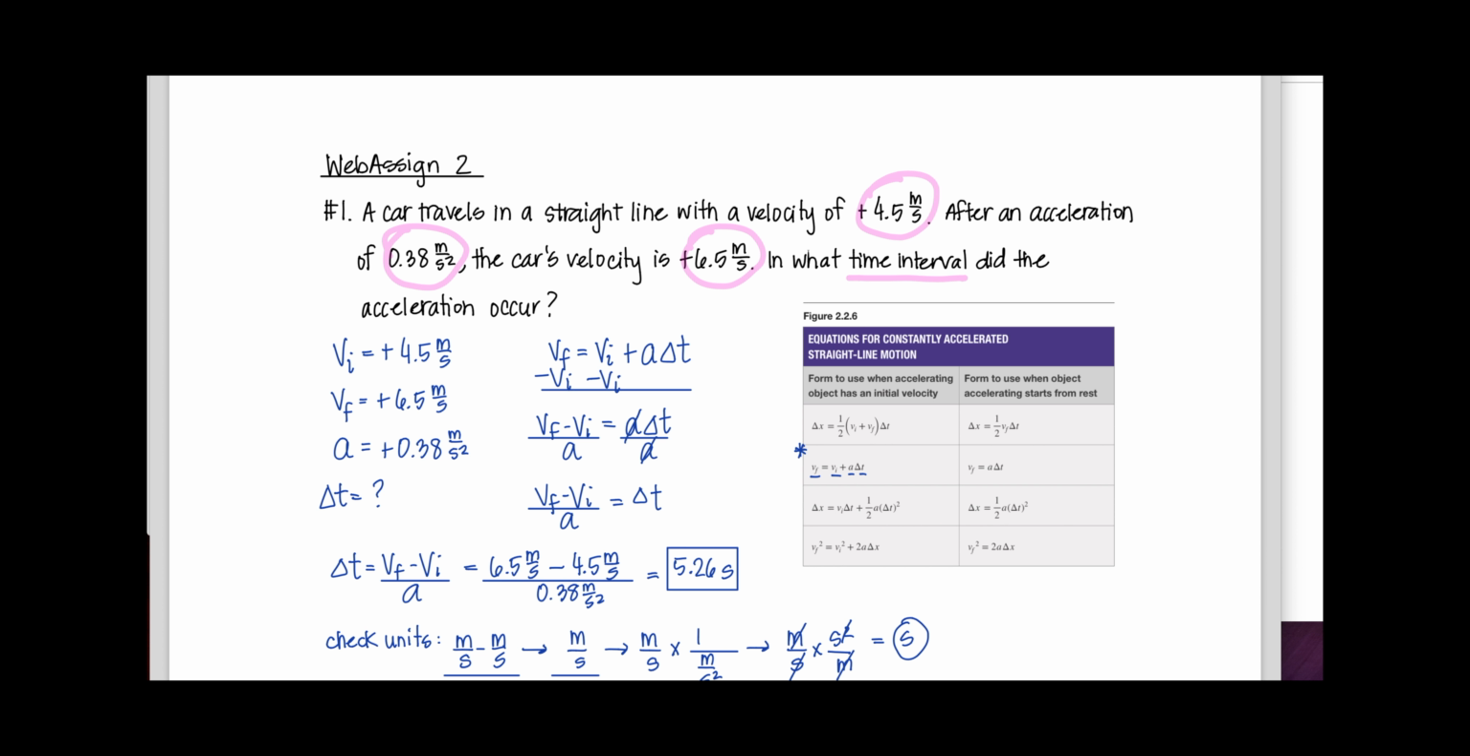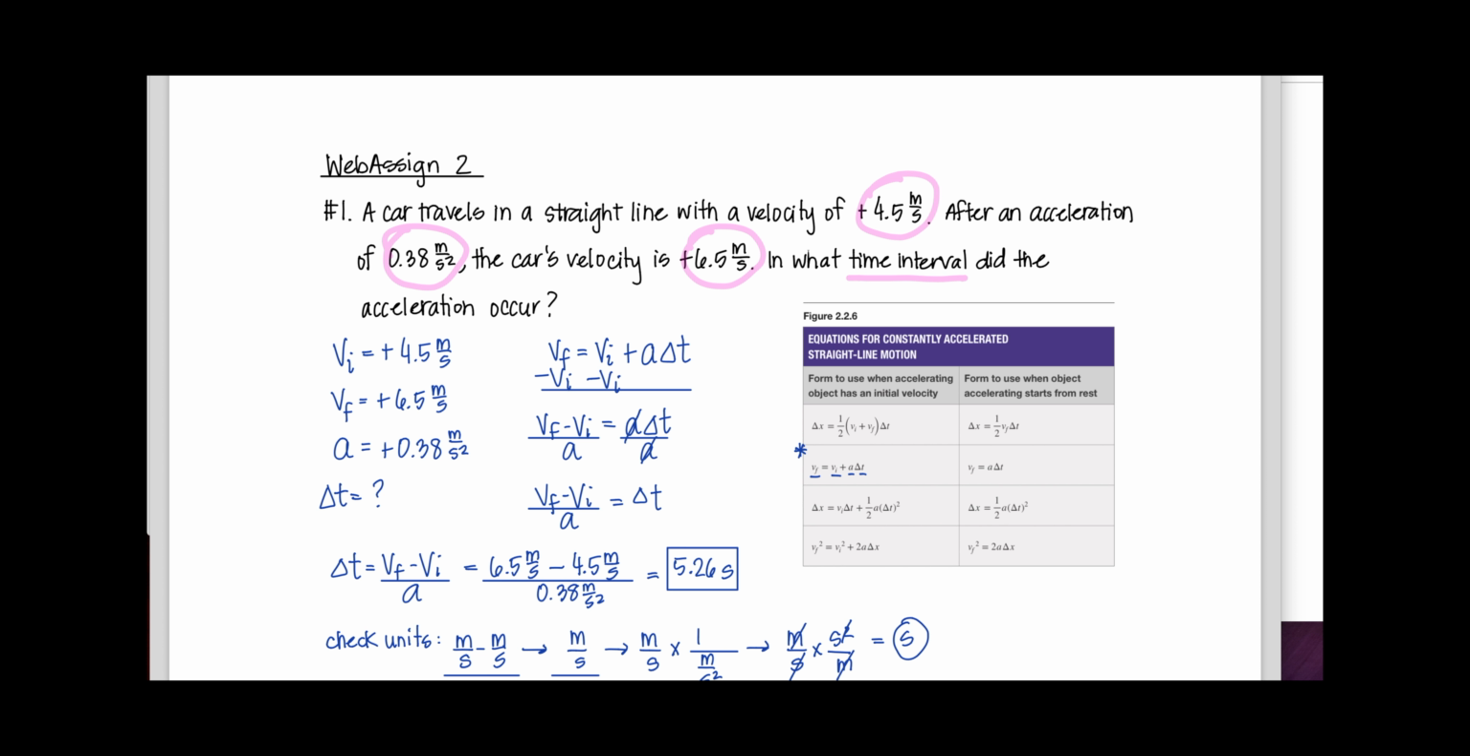So you see here, I've done that with one of your web assigned problems. Number 1, a car travels in a straight line with a velocity of positive 4.5 meters per second. After an acceleration of 0.38 meters per second squared, the car's velocity is positive 6.5 meters per second. In what time interval did the acceleration occur?